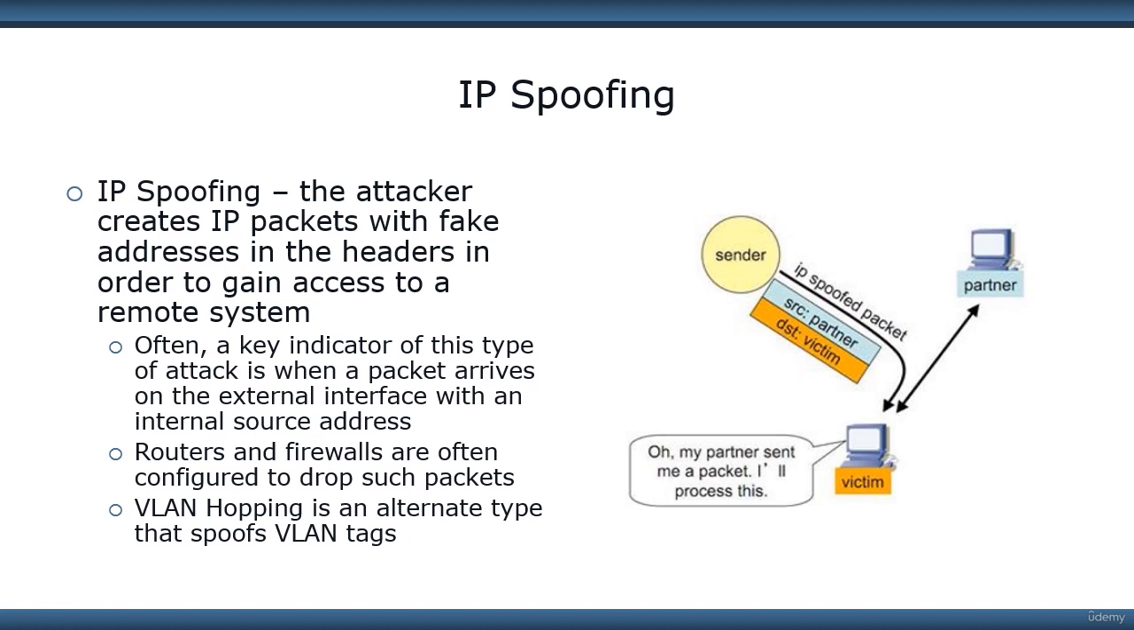VLAN hopping is an alternative type where it isn't actually modifying the IP addresses in the headers, but it's spoofing the VLAN tags that are used to segregate VLAN 1 from VLAN 2. So the concept is going to be the same: to make it appear as if I'm someone who I'm not.